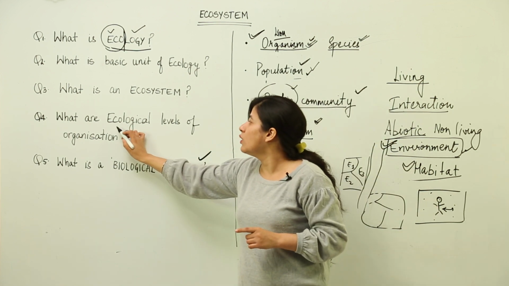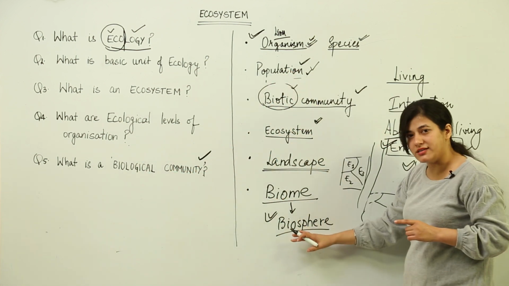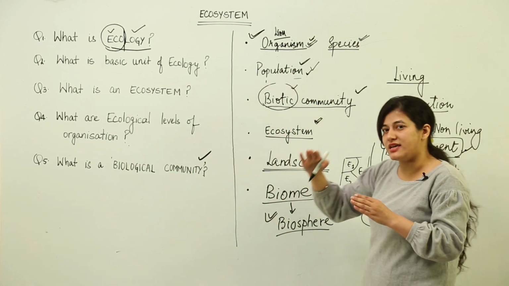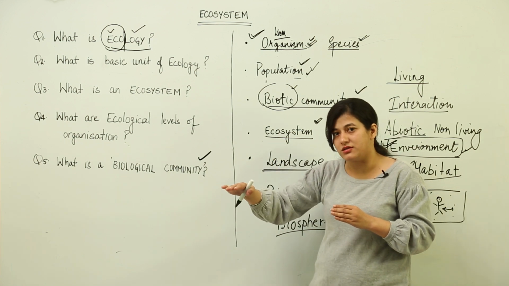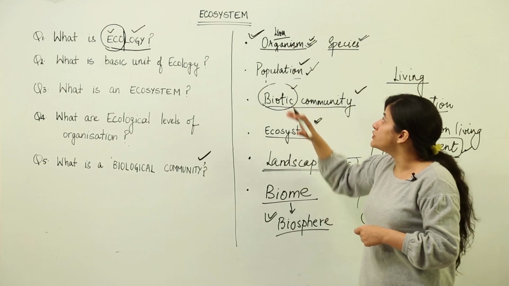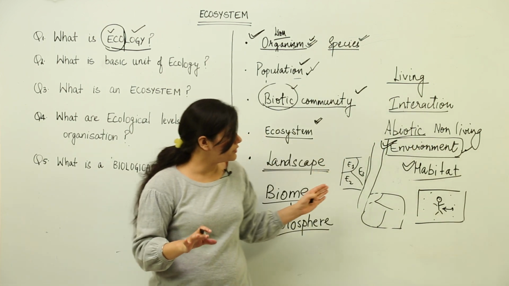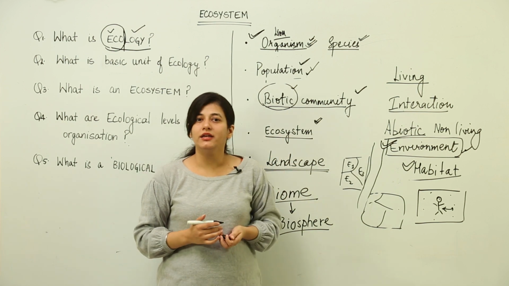And the last one is, what are ecological levels of organization? These are the levels of organization where we can study that yes, there is this level of ecosystem that we are talking about, then the next level, and then the next level. So we have basically the entire study of these components that would constitute an ecosystem.